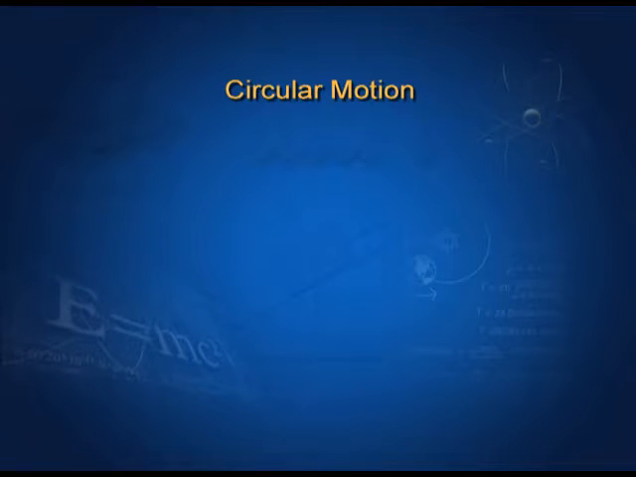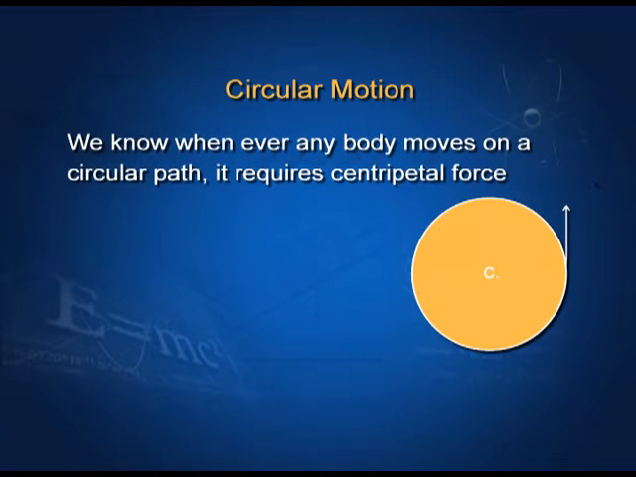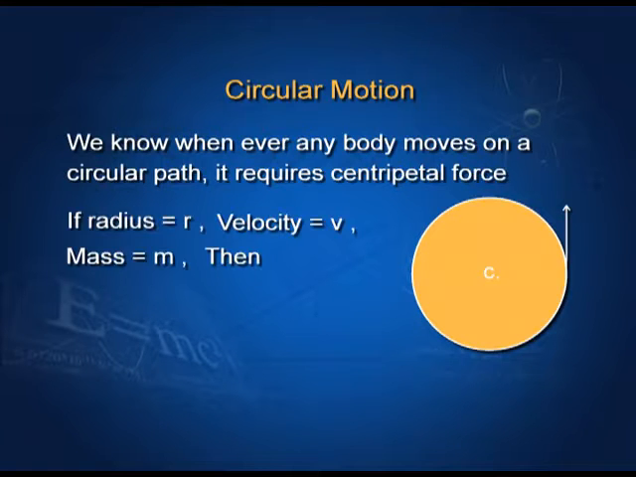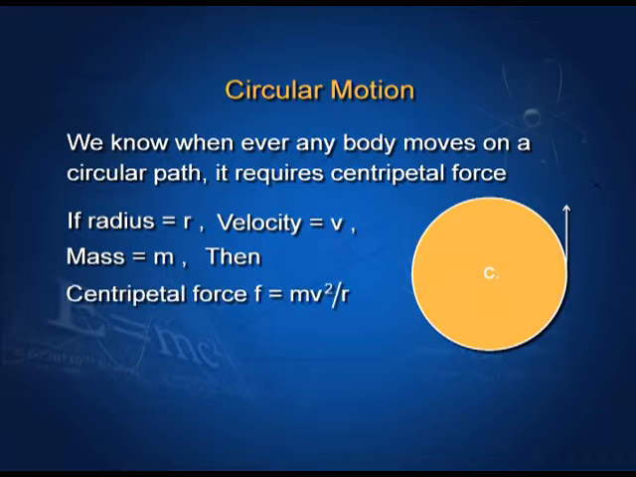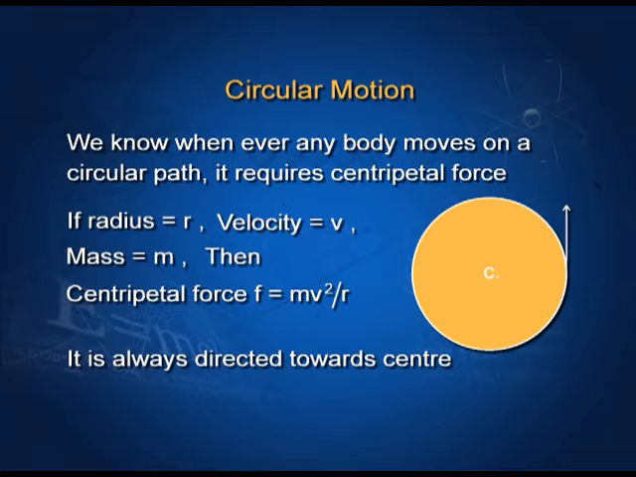Circular motion. We know when an object is moving on a circular path, then it requires centripetal force. If a body of mass m is moving on a circular path of radius r with velocity v, then it requires some centripetal force F equals mv square upon r. This force is always directed towards the center.